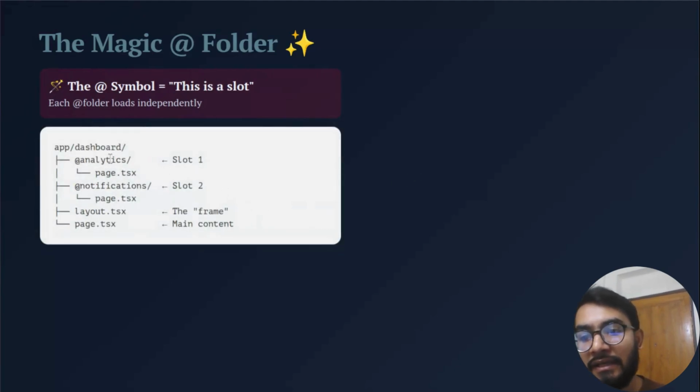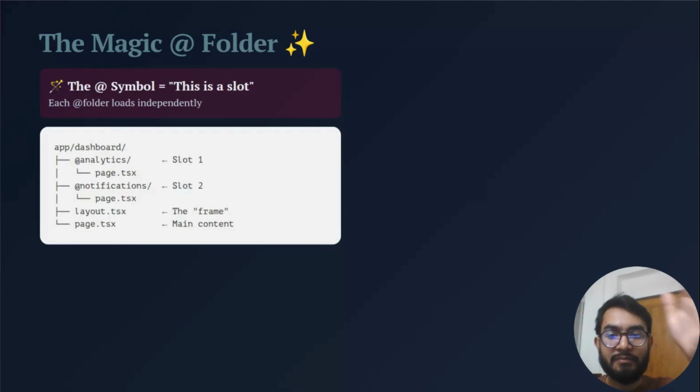If you can see, this is our dashboard layout, and this is slot one. You can think of this as channel one, and there should be a page.tsx file inside that slot. There is also another slot called notifications, which is another route, and you also need to define a page.tsx in it. The layout is the frame, you can consider it as the TV body, and the page.tsx is the main content.